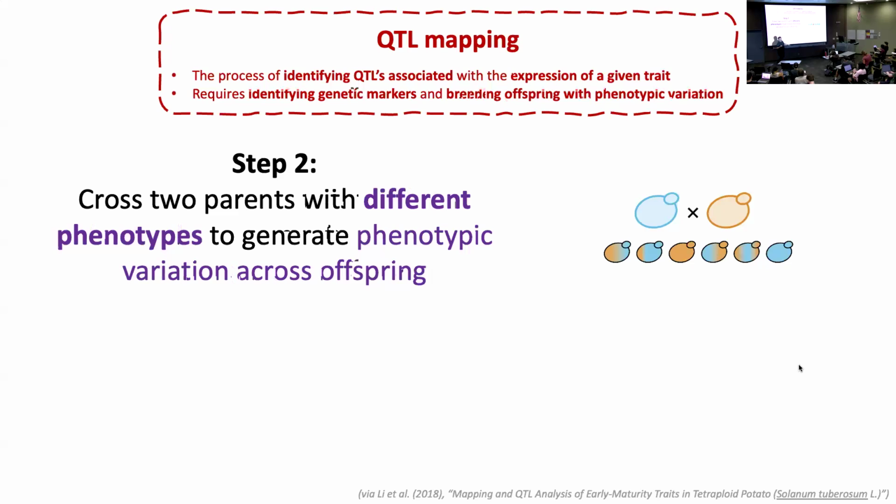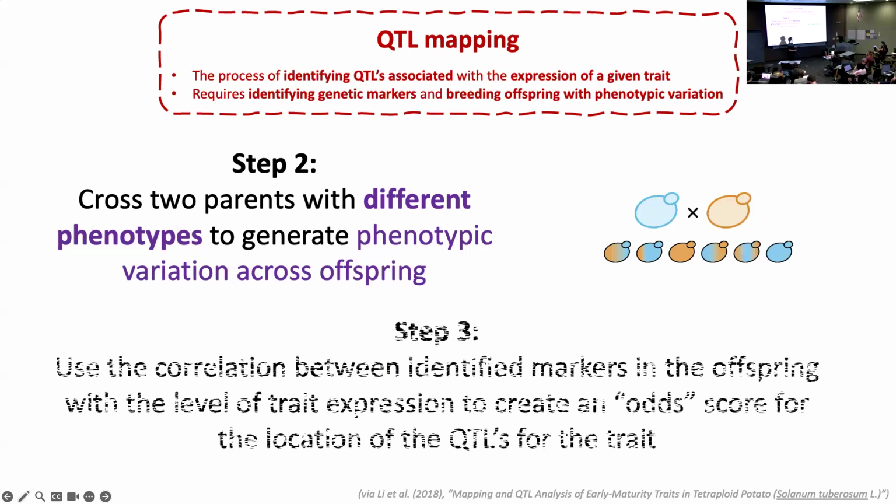So then step two, now that I've had all my markers, I get two parents that differ in phenotype, blue phenotype, orange phenotype, and I cross them and I get a bunch of offspring that vary in the phenotype, and because it's a quantitative trait, in a wide variety of ways. So, short, tall, intermediate, whatever. So I get a bunch of phenotypic variation out of the offspring. Now, remember, I also am going to have genotypic variation in the offspring as well.